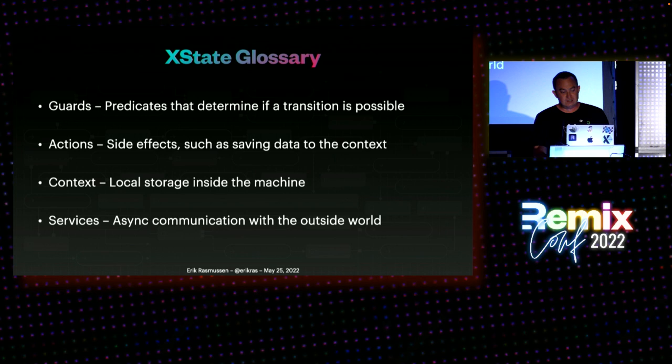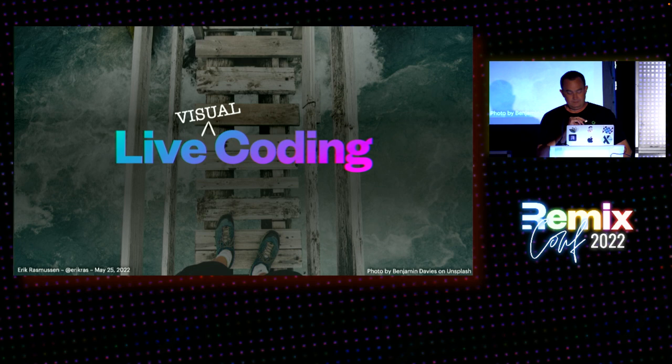And then services are what we use for async talking to other things. You invoke a service, and then you can send events to it and receive events from it. And that's how we're going to do that. So we're going to attempt some live visual coding. Bear with me.